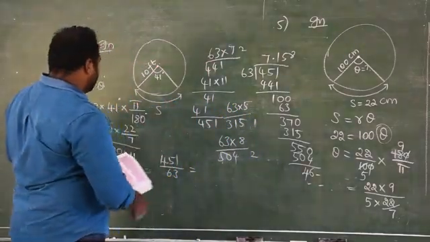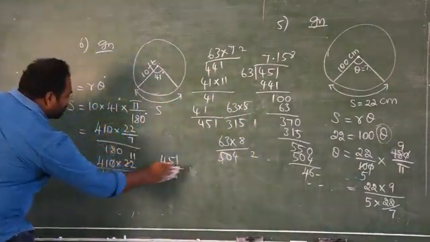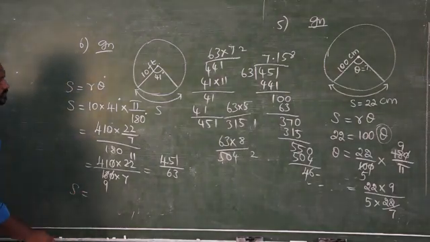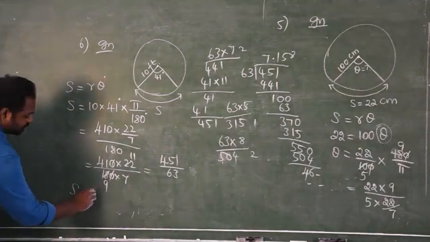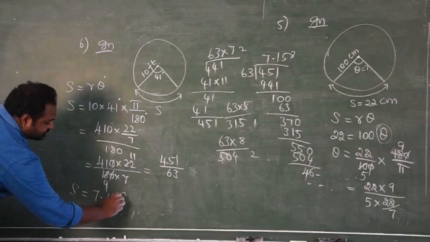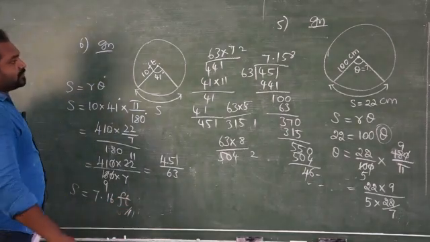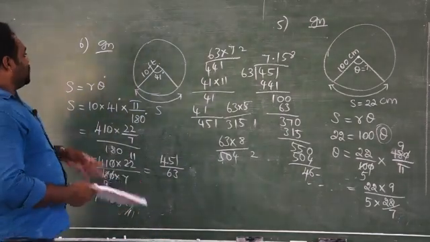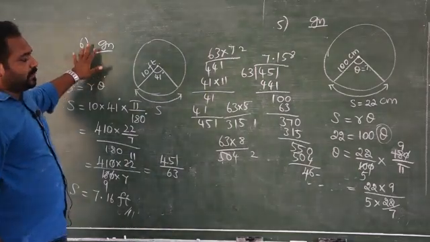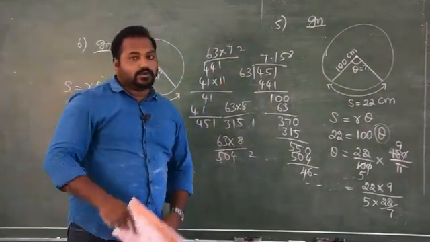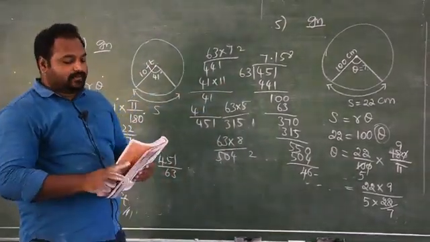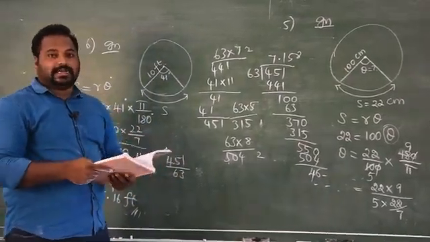So we can round off the value and give S equal to 7.16 feet. By this, problem 6 is over. At this problem we are going to conclude today's class. We will see the remaining problems in the next class. Thank you.